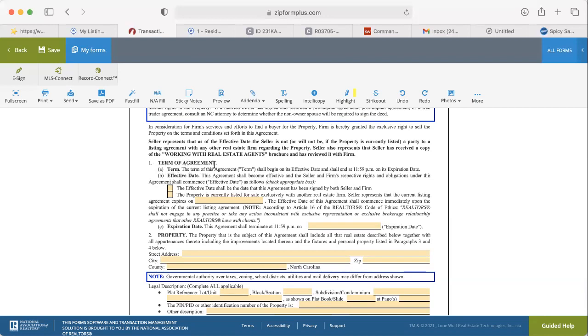Number 1 talks about term of the agreement. So how long is this listing agreement in place for? So it will begin on the effective date, and we'll talk about the effective date here in a minute. And it will end at midnight or at 11:59 p.m. on the expiration date. The effective date is the date that the seller and the firm's representative signs the agreement.